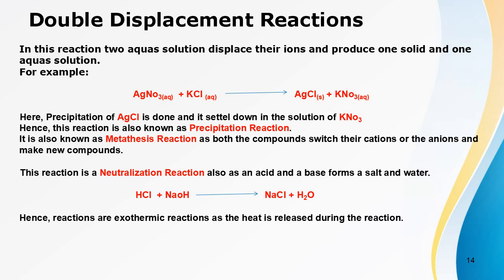Another type is double displacement reaction. In this reaction, two aqueous solutions displace their ions and produce one solid and one aqueous solution. For example, AgNO3 and KCl give AgCl and KNO3. Here, precipitation of AgCl is done and it settles down in the solution of KNO3. Hence, this reaction is also known as precipitation reaction. It is also known as metathesis reaction, as both compounds switch their cations and anions and make new compounds.